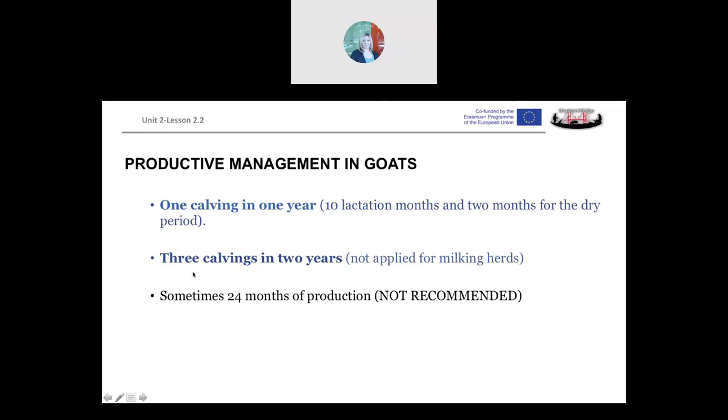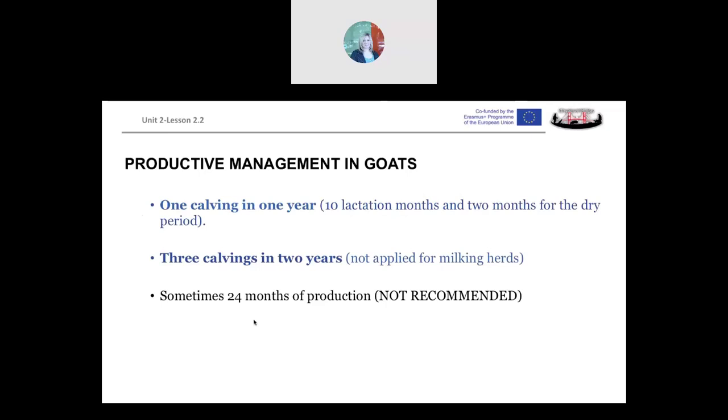There is another option that is 3 calvings in 2 years, that is very usual in sheep, but in the case of goats it is just used when the herds are dedicated just to meat production, and is not recommended for milking herds. The last one is not recommended at all, but we can find it in some farms, that is to have 20 months of lactation.